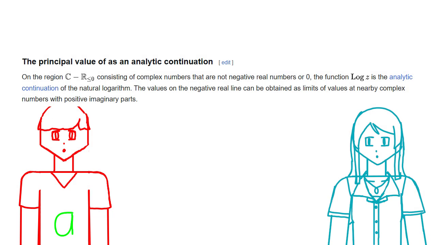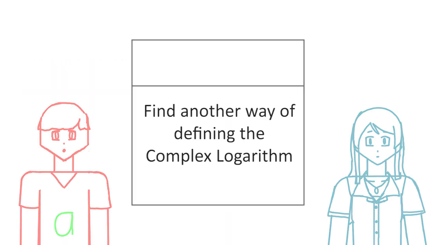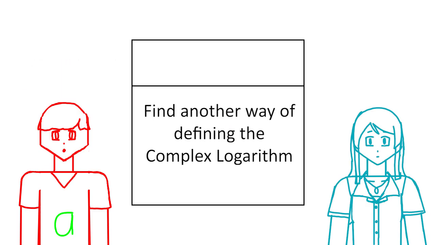Last time on SoME. Apparently you can't actually get negative real numbers into the domain. However, those values can be obtained as limits of values at nearby complex numbers with positive imaginary parts. I see. Still a bit of a bummer that we did all that work for nothing. Wait a minute. Will our question of the complex logarithm be next week's question?